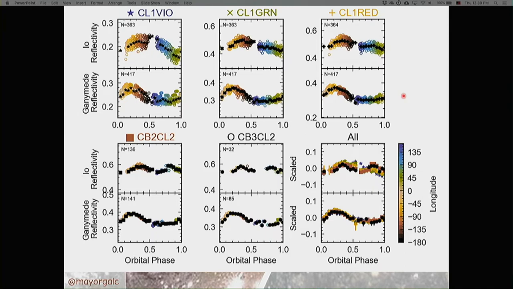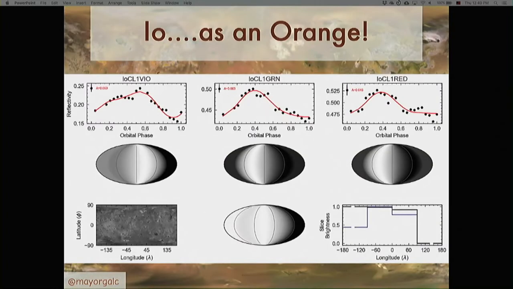You can see the black points on each of these filter figures. And I subtracted the means out so you can see how they're varying compared to each other. And so for Io here, you can see that there's definitely some sort of chromatic variation, whereas Ganymede seems pretty consistent with rotation. Okay. So we can invert these phase curves and get brightness maps for the moons.